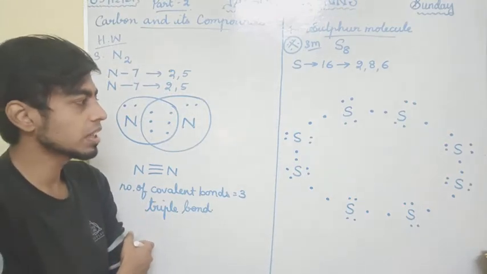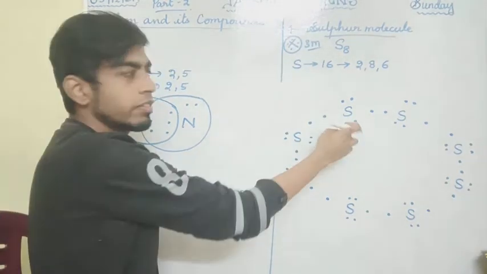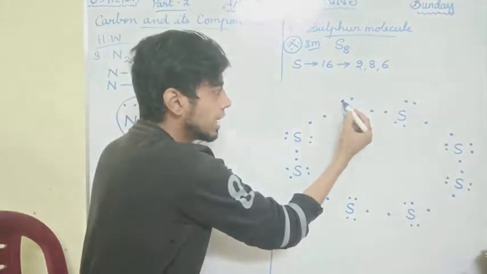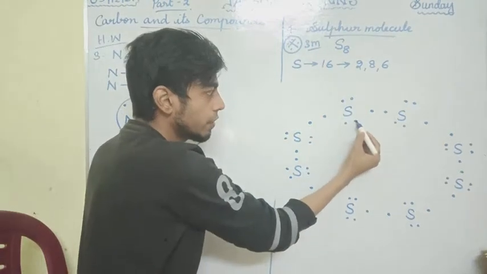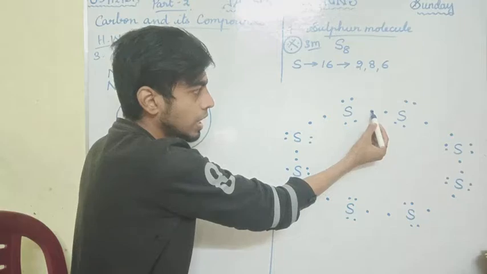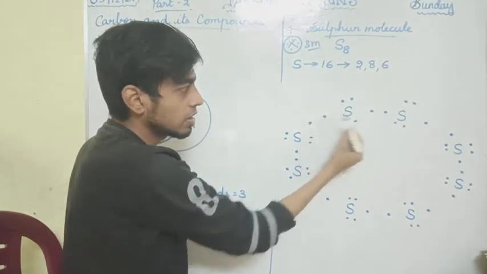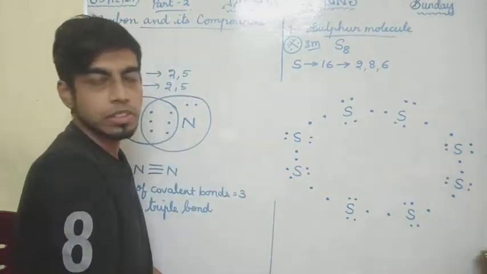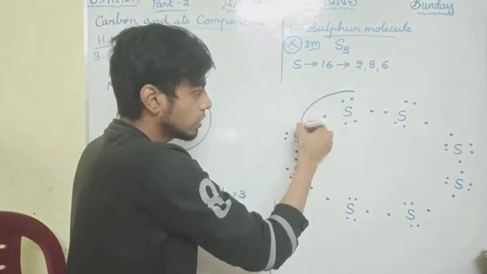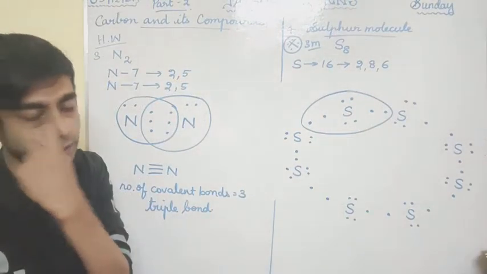Now we are going to circle for each sulfur. Starting with this sulfur, see here, this sulfur has 1, 2, 3, 4. The 5th dot we kept this side, the 6th dot we kept this side. It needs 2 more, so the 7th electron it will share from this sulfur and the 8th electron it will share from this sulfur. So I have to circle 8 electrons for this sulfur.